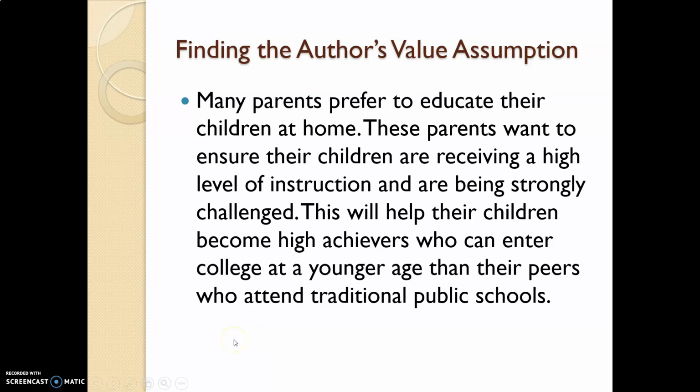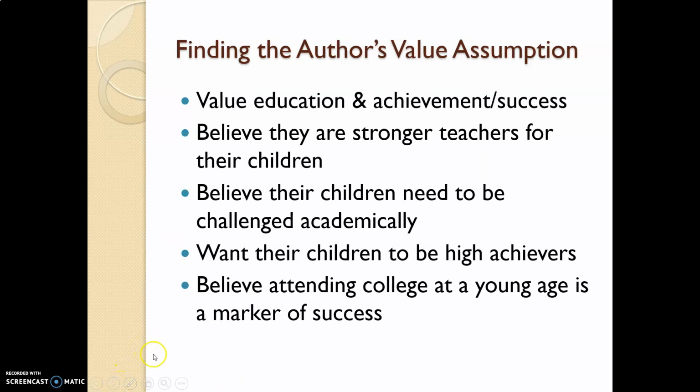Now, think about the different tones of each paragraph. They're both about homeschooling, but in one, it had a little bit more of a protective value, whereas hopefully you've inferred this one has much more of an achievement value to it. And that's the value assumptions. These people, again, they value education, but their value system really focuses on achievement and success. They too believe they are stronger teachers and their children need to be challenged academically. They want high achievers, and they think attending college at a young age is a marker of success. So this is how you find these values.